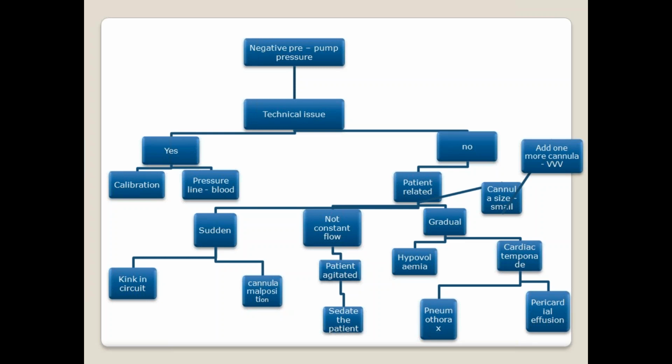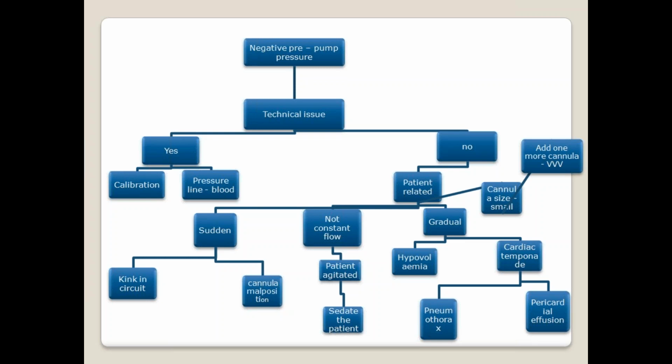If the flow has gone down gradually, then you have to think about something seriously related to the patient. The first possibility is hypovolemia, so you can give some fluids and see how the patient behaves. The second possibility is cardiac tamponade, either in terms of pneumothorax or pericardial effusion, that causes a decrease in the flow. The third possibility is that your cannula size is small, so you have to add one more cannula. So these are the reasons where you can get poor flow.